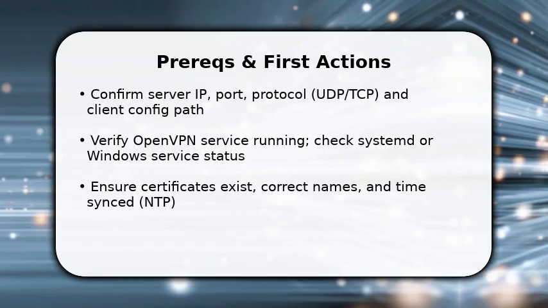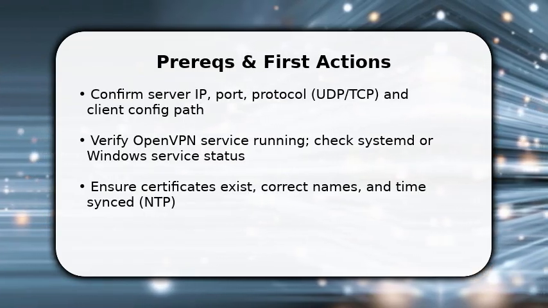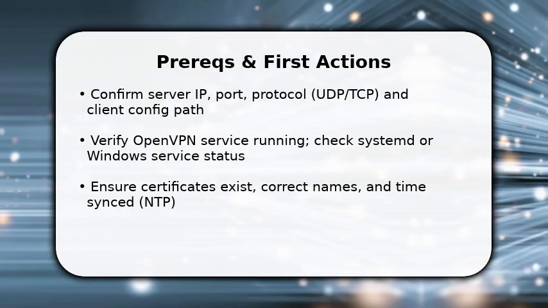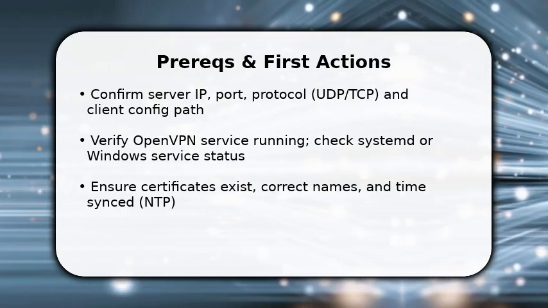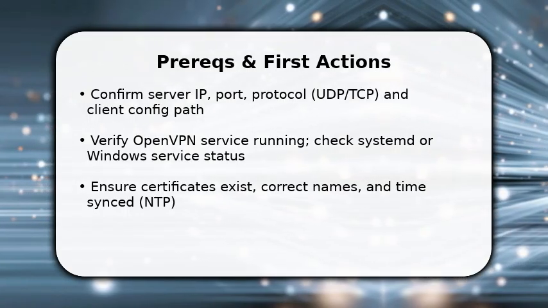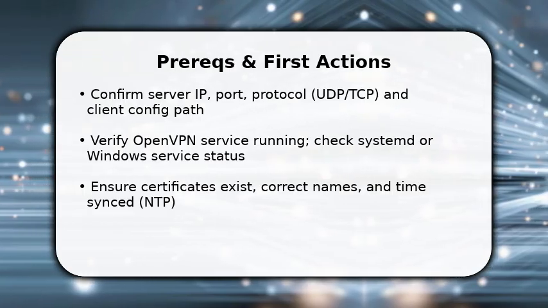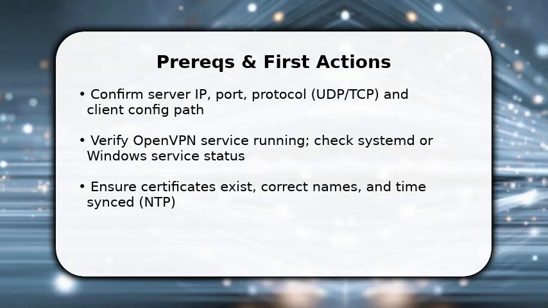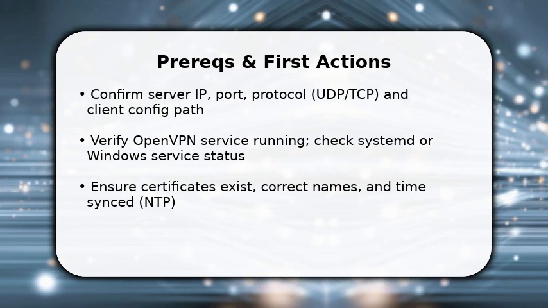Make sure your client config points to the right OpenVPN and that certificate file names match. Also synchronize system clocks with NTP so TLS handshakes don't fail. Once those basics are correct, move to network and log inspection for deeper issues.